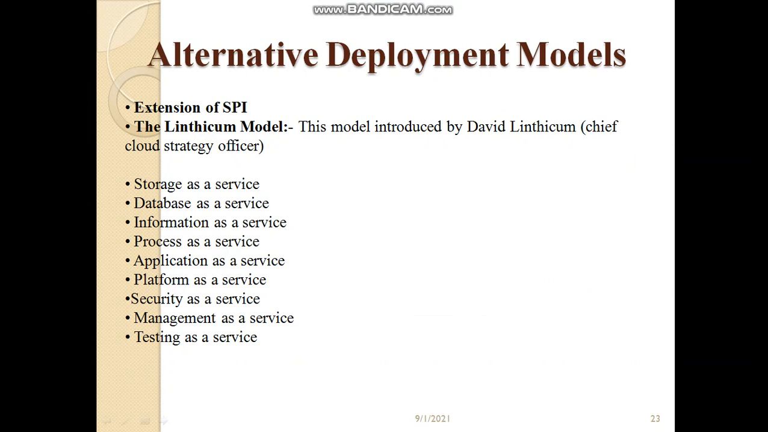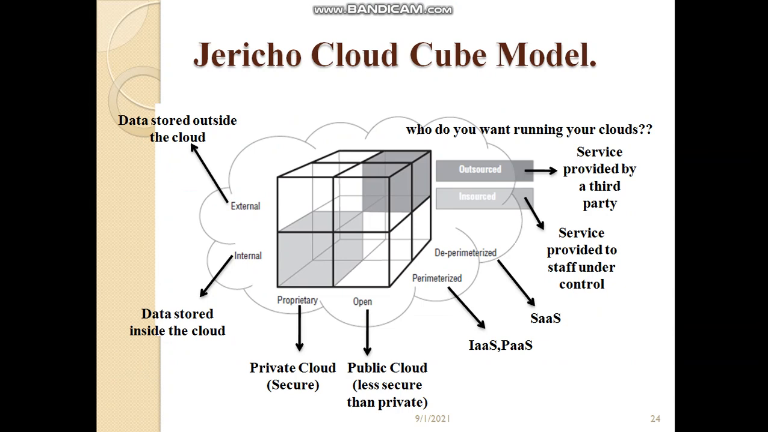In the previous lecture we saw what SPI is, that is software, platform and infrastructure. That contains the Linthicum model and the Jericho Cloud Cube model. The Linthicum model was introduced by David Linthicum, who is a chief cloud strategy officer. They state some services about the cloud, which is very simple. From the name also you can easily understand that. The next model is the Jericho Cloud Cube model.